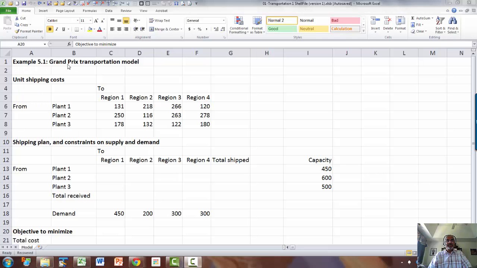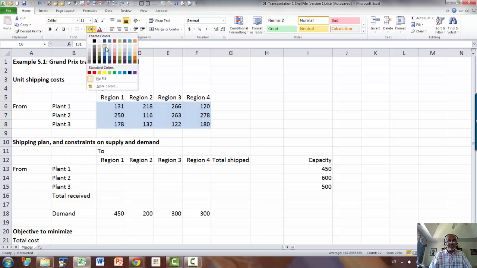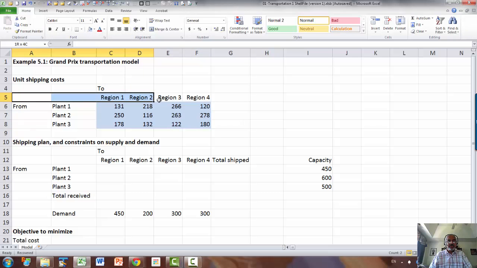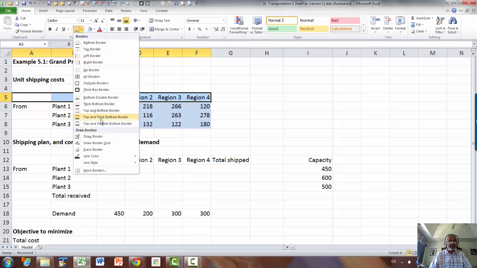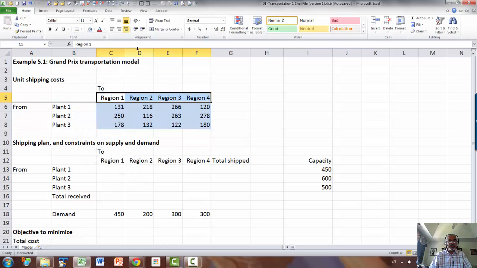Now here is the shipping problem, transportation problem with the numbers already entered. So first thing to do is to color code the numbers. Here these are the transportation cost per unit. These are input values. Let's put a border line here and align them to the right.